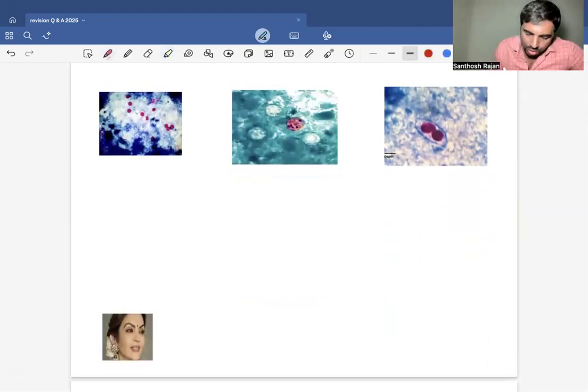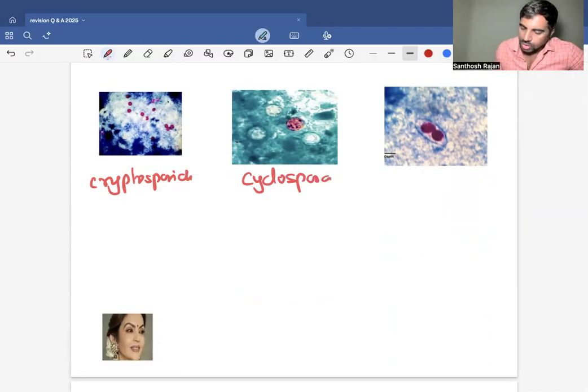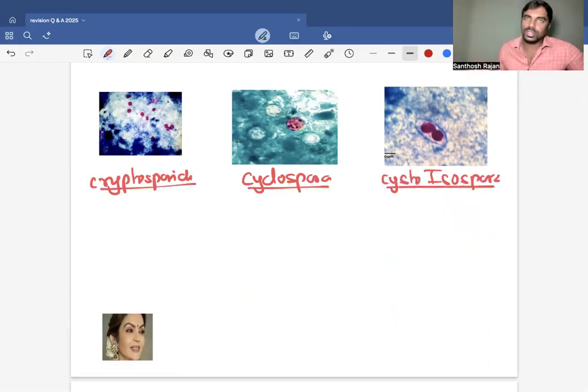So the first one, the smallest one, is your Cryptosporidium. Then comes the Cyclospora, and then the last one is your Isospora, but nowadays we call it Cystoisospora. So don't confuse, they are the same only. Cystoisospora or Isospora. Now look at these other options.